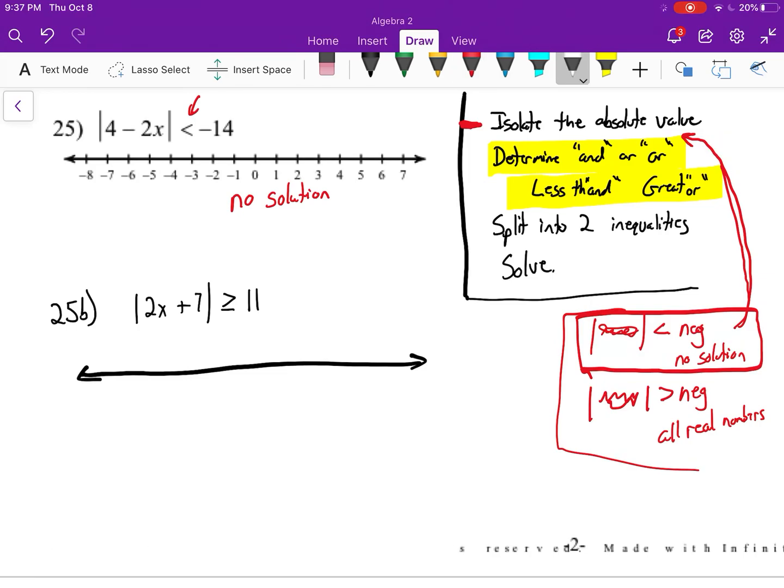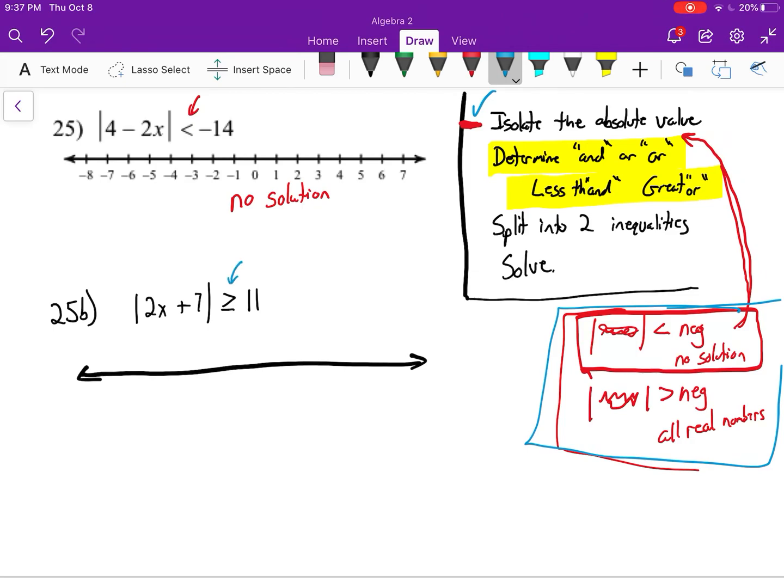So this one, we isolate the absolute value. Well, that's done. It's already isolated. We check to see if an absolute value is compared to a negative. This little red, now blue and red box. Nope. So we can go ahead and solve this. So now we determine and or. Well, this is a greater than sign. Greater than sign. So we're going to use or.